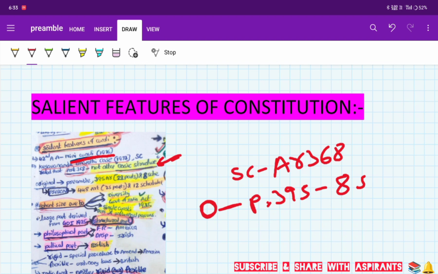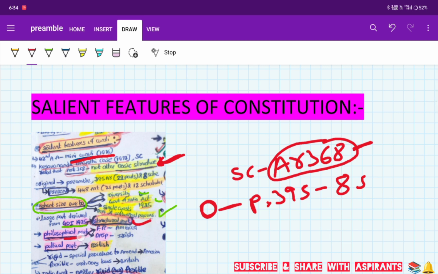In the Kesavananda Bharati case 1973, the Supreme Court ruled that Article 368 cannot alter the basic structure of the constitution. The elephant size of the constitution is due to the diversity, the Government of India Act 1935, and a single constitution, and due to the domination of influential persons. The large part of the constitution is derived from the Government of India Act 1935, which is the structural part of the constitution.